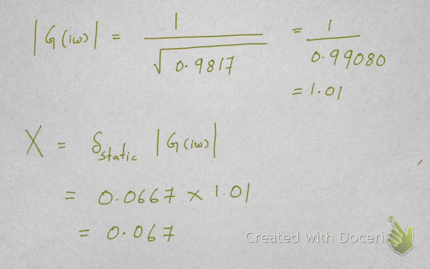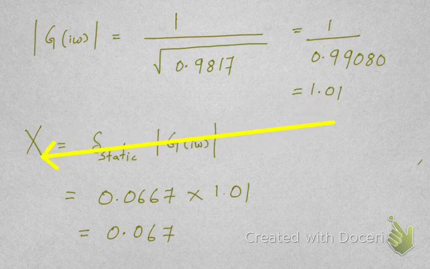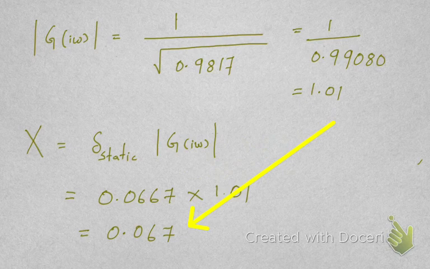So here is the answer. Now your magnitude of frequency response is this much. Now you've been asked to compute the magnitude of the amplitude, which will be the product of these two quantities, which is this. What are the units? Again I forgot, but these units are in meters.